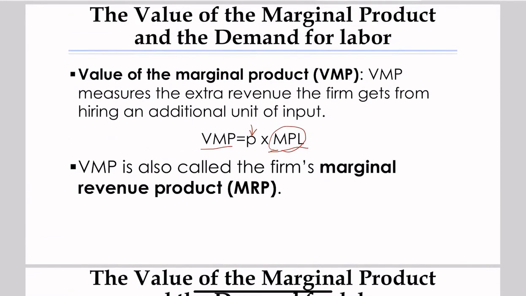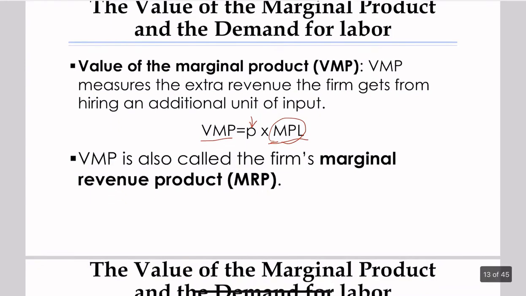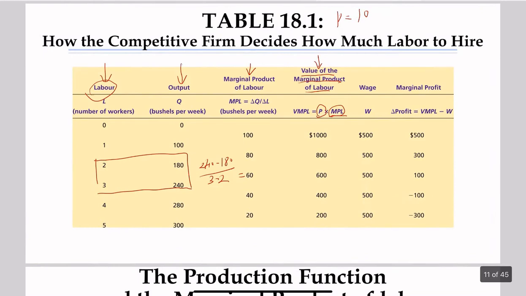And this VPM, that is value of the marginal product, also has a different name, which is marginal revenue product. Okay, now let's see wage here. Well, we have assumed this firm is a price taker, right? So wage will not change, even if the number of workers changes, because the firm takes the $500 wage as given. And then let's look at the marginal profit.